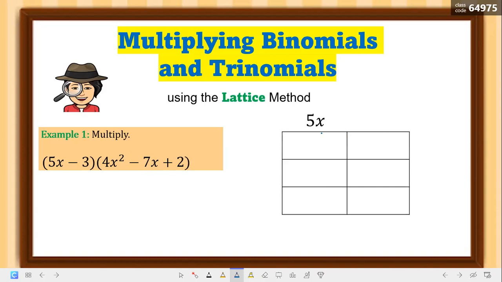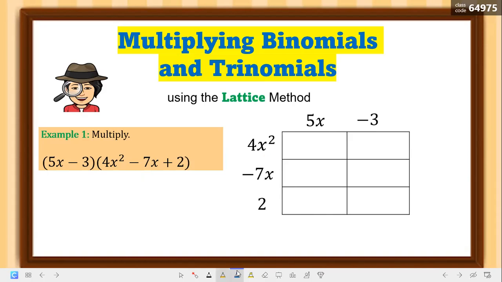Ito. Okay? So then we have this 2. Pag sinabing 2, ito. 1, 2. Since 3 ito, 1, 2, 3. Okay? Nakuha natin yung pattern. Okay. So ito muna, 5x, then negative 3. Dito naman sa pa-vertical, yung trinomial. We have 4x squared, negative 7x, tsaka positive 2.